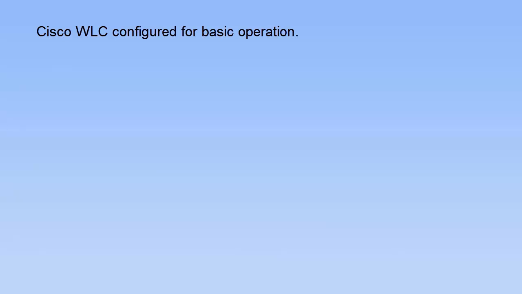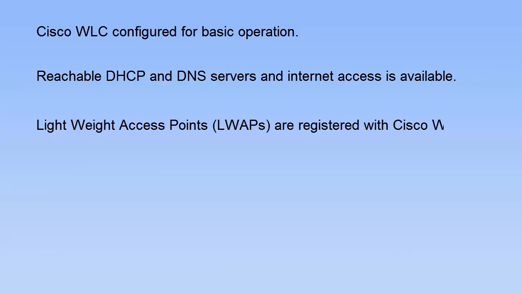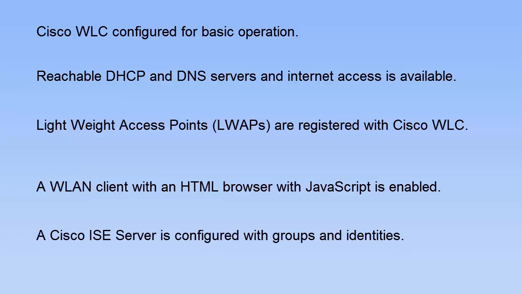To configure Central Web Authentication, ensure that these prerequisites are met: a Cisco WLC configured for basic operation, reachable DHCP and DNS servers with internet access available, lightweight access points registered with Cisco WLC and LWAP interfaces configured in trunk mode, a WLAN client with HTML browser with JavaScript enabled, a Cisco ISE server configured with groups and identities.